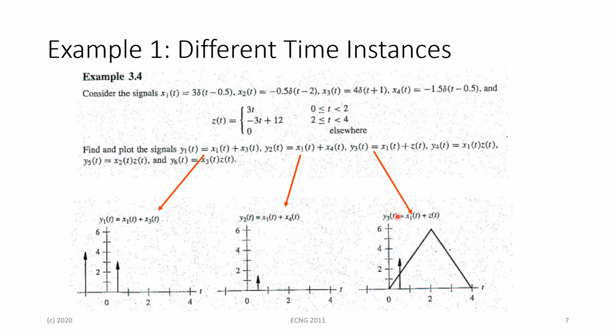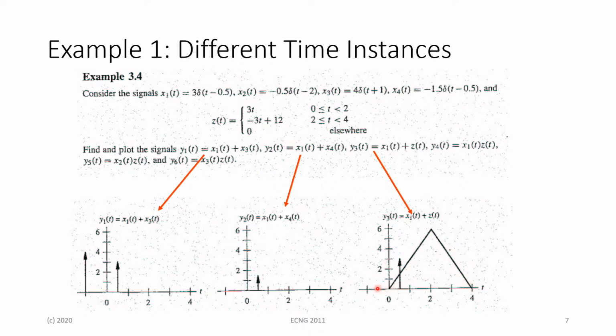Yeah, sure. Okay, so for our third diagram, this basically is going to be our x1 of t signal here plus our z of t signal. So our x1 of t signal here is basically an impulse that occurred at t equal 0.5 seconds with a magnitude of 3. But our z of t signal is basically going to be an arbitrary signal here that represents our triangular waveform.